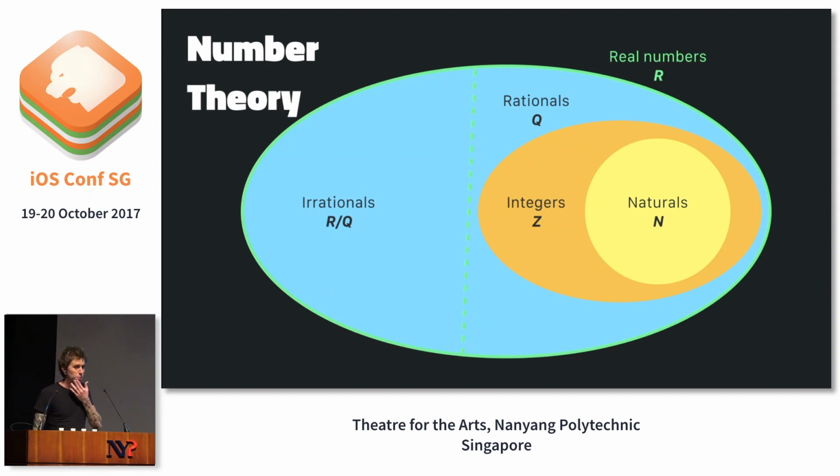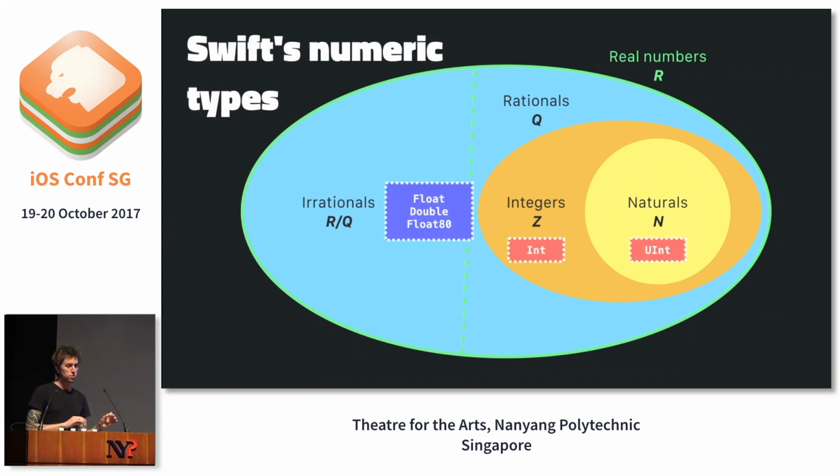Let's talk a little bit about number theory. So we're modeling the real numbers here. We have our rationals and our irrationals. Irrational numbers repeat forever, like pi. We have our integers, we have our natural numbers, and Swift's numeric types fit into this world like this. So our floats and doubles, they can represent all of these rational and irrational numbers, all these fractional numbers. Integers and unsigned integers are much easier to reason about.